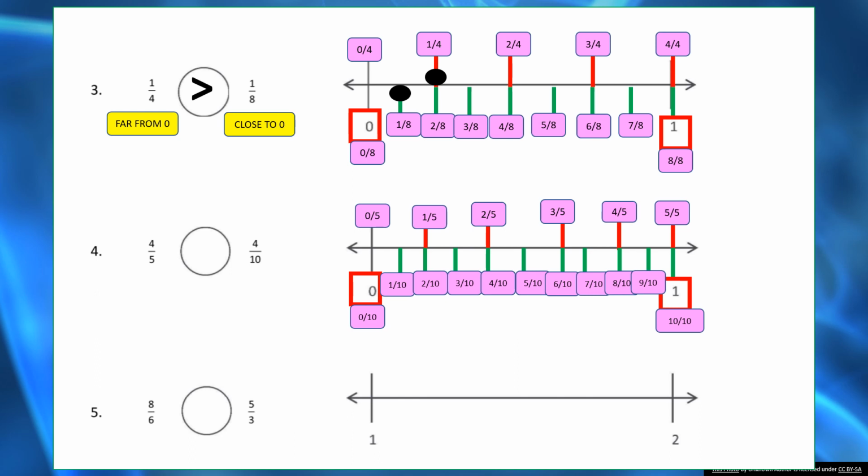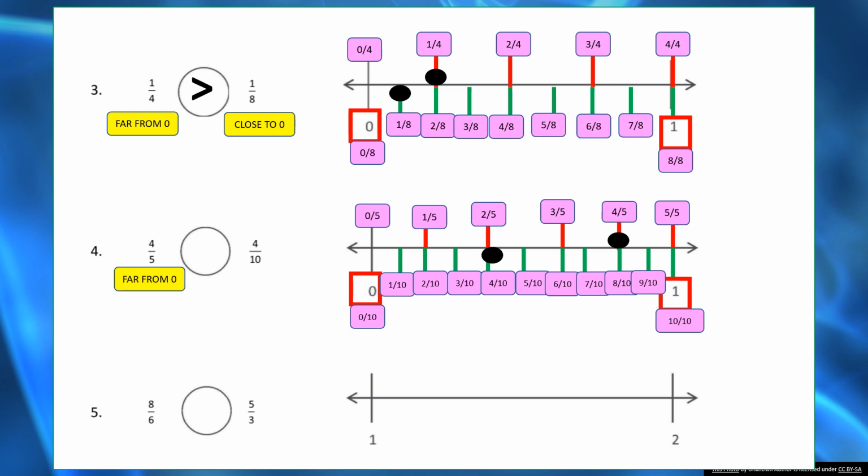Now remember, if it's close to 0, it's small. If it's far from 0, it's big. So let's look at our fractions. 4/5. Is 4/5 far from 0 or close to 0? That's right. It's far from 0. And 4/10. It's closer to 0, right? Right. So we're going to write close to 0. So underneath 4/5, you need to write far from 0. And underneath 4/10, you need to write close to 0.